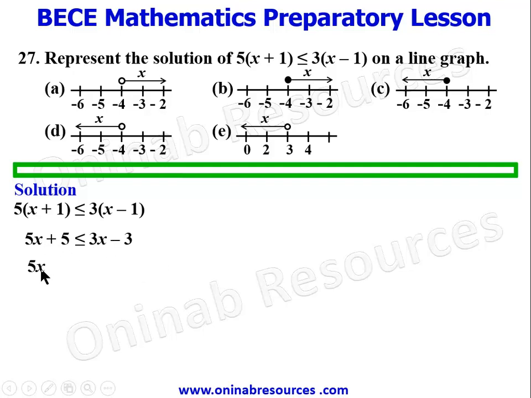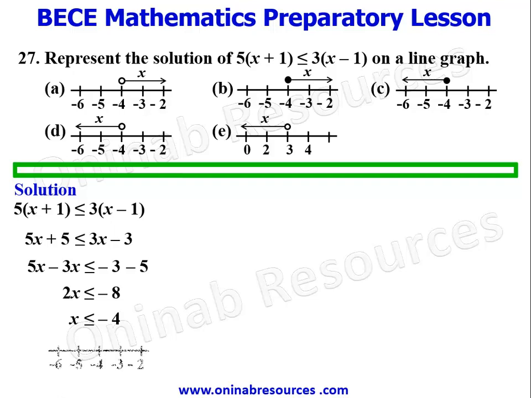Collecting the like terms, 5x minus 3x. This is coming to this side, it becomes minus, less than or equal to negative 3 on the right hand side originally. Bringing this positive 5 to the right hand side, it becomes negative 5. So simplifying this, this is 2x less than or equal to negative 8. Negative 3 minus 5 gives negative 8. Dividing both sides by positive 2, the sign will still be maintained. We have x less than or equal to negative 4.